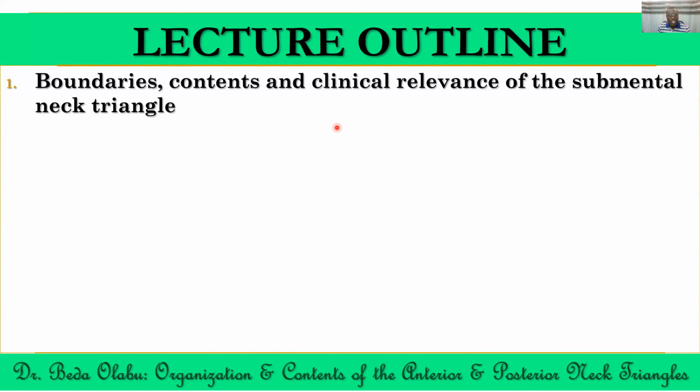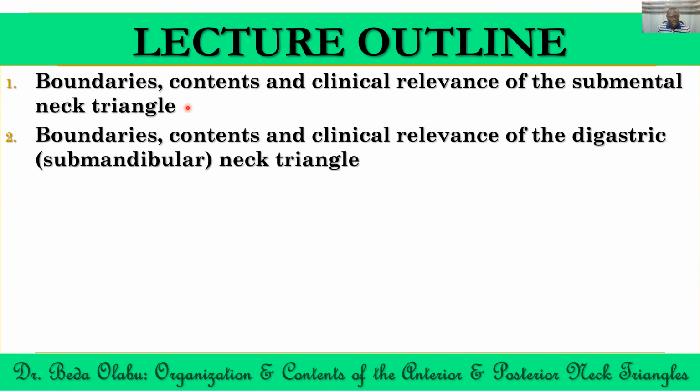We'll first look at the boundaries, contents, and perhaps clinical relevance of the submental neck triangle. We will then look at the boundaries, contents, and clinical relevance of the digastric neck triangle. The digastric triangle is also termed the submandibular triangle. Those two are the suprahyoid neck triangles that we are focusing on in this lecture. Considering the fact that this region, the suprahyoid neck, also has some important salivary glands, we'll talk about them.